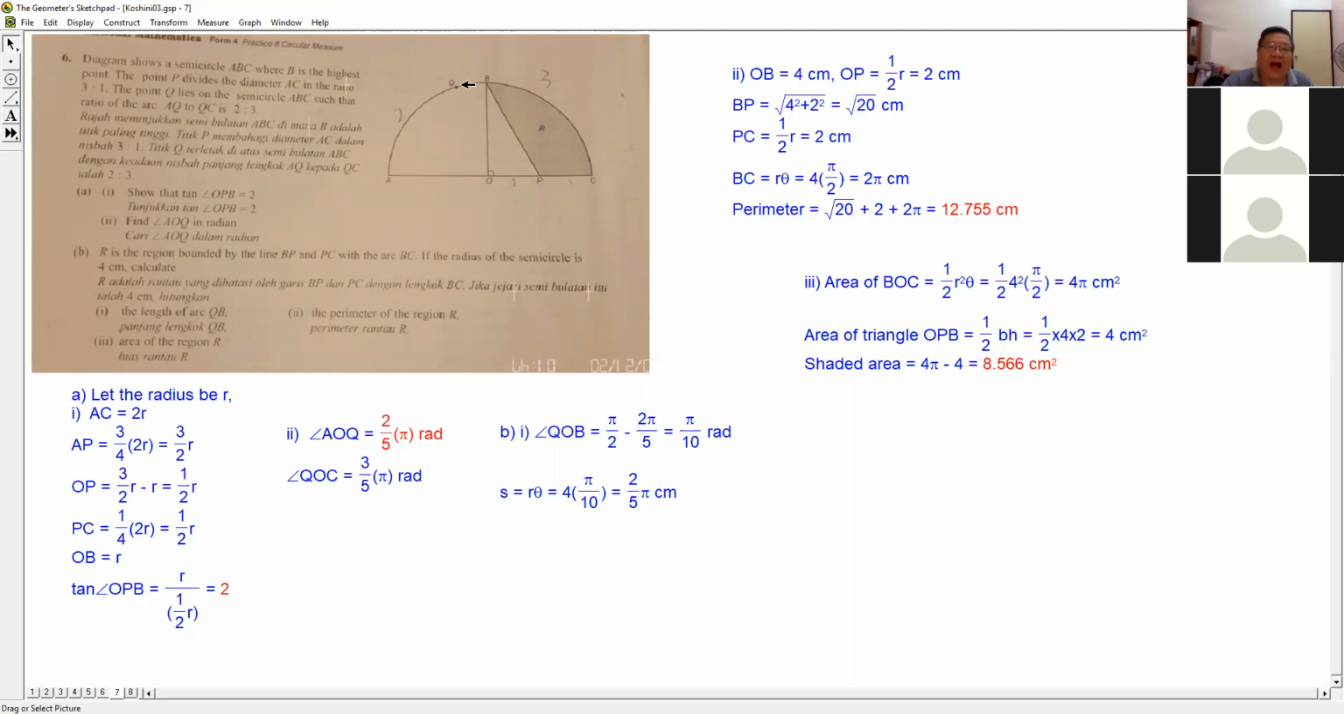Then from A to Q, we have found the answer, 2 over 5 radian. So the angle left here from Q to B, I take half pi minus 2 over 5, then I will get pi over 10 radian. So that is the angle subtended by the arc length QB. Making use of the formula S equals R theta, R is 4. Now, for the second part, we are given the radius is 4. Earlier on, we are not given the radius. So it's 4, the angle is pi over 10. So finally, it is 2 over 5 pi centimeter.